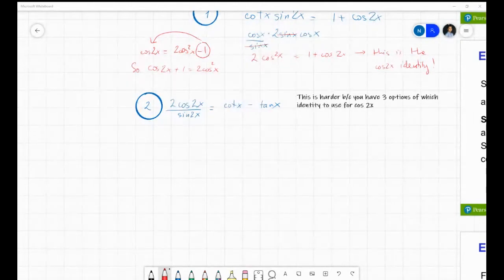Okay. So you have a double angle, so try to expand the double angle. For cosine, you have 3 options. Just pick the first one and try it. For sine, you only have 1 option, so go with that one.